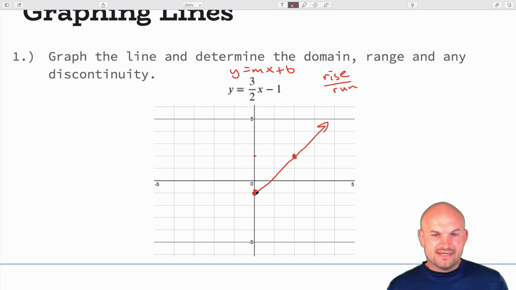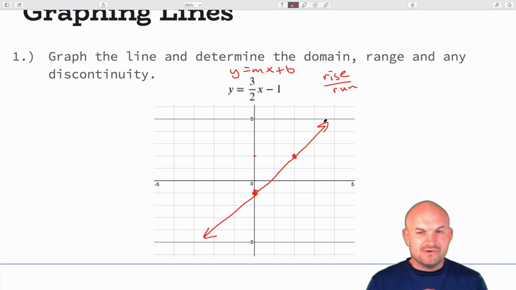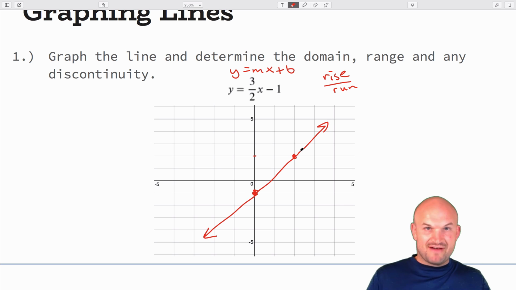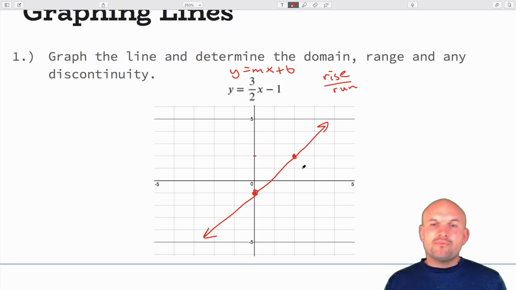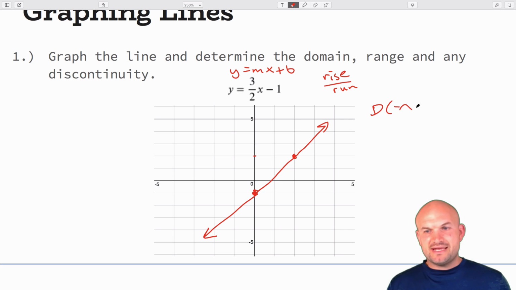When I was teaching graphing lines, and I'm not sure how your teacher was, we always included those arrows. That means the graph is going to extend. And that was really important because if you recognize this, the domain is negative infinity to infinity, and the range is negative infinity to infinity.